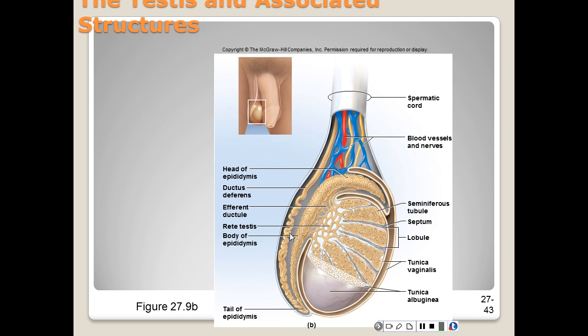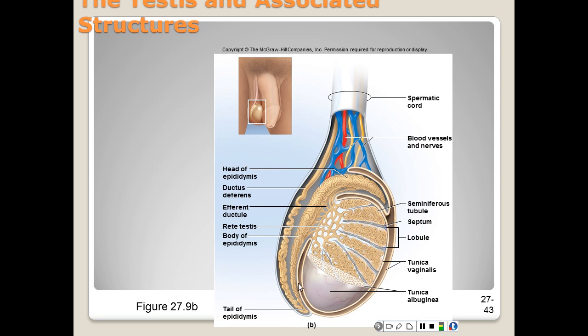Okay, so the vas deferens. The vas deferens, or the ductus deferens, this is what we're looking at right here. It begins where the duct of the epididymis ends. It straightens out at the tail, and then it makes a 180-degree turn. So here is our ductus deferens. It is a muscular tube, about 45 centimeters long and 2.5 millimeters in diameter.